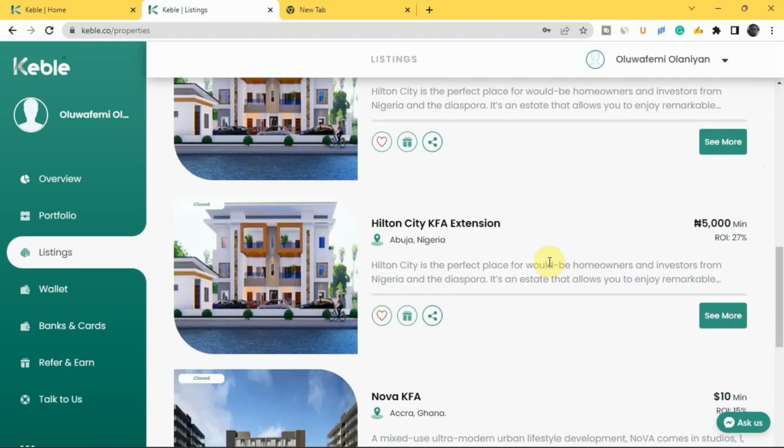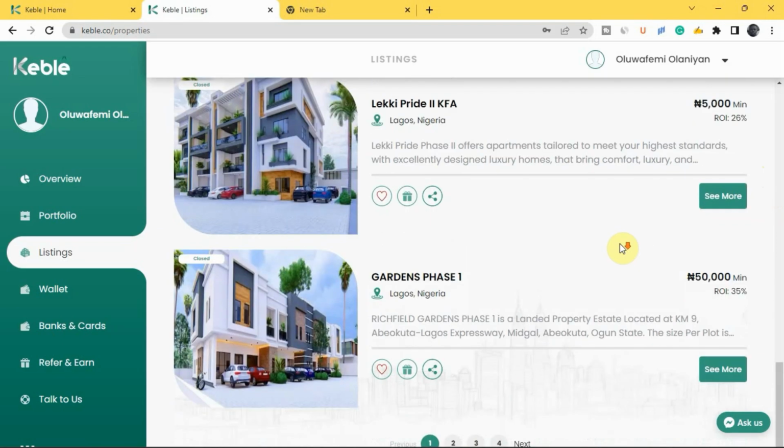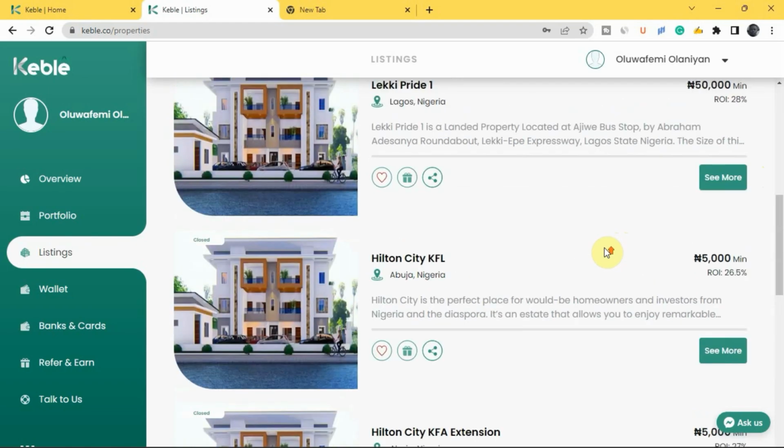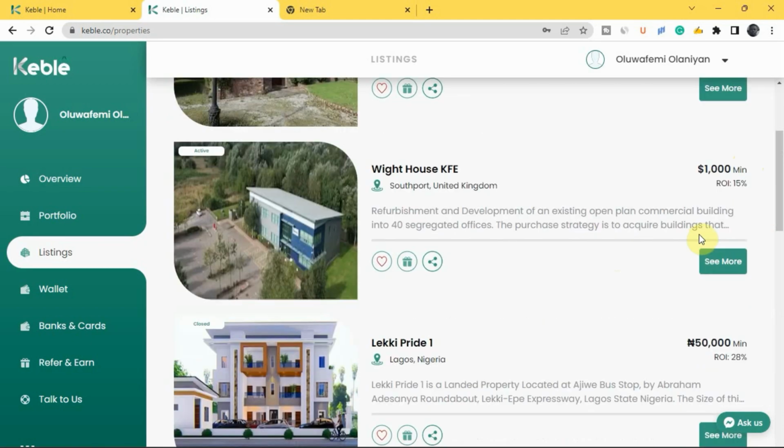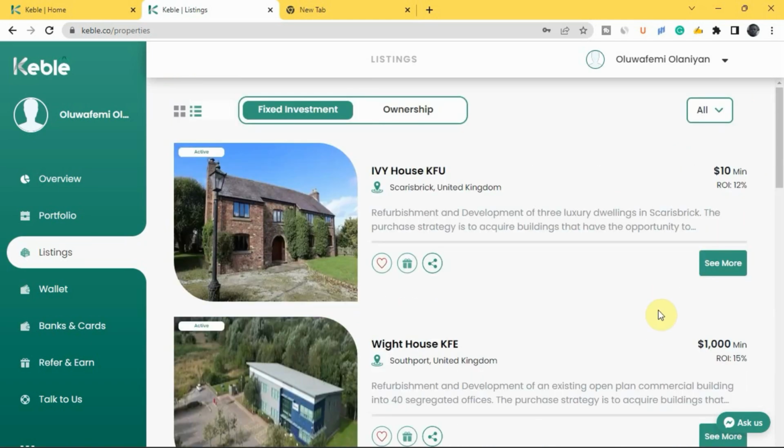So you'll be seeing the minimum investment for the other properties on the platform. So every property has its own minimum investment. So you go for the one you are able to afford. So if you have like $10 you want to invest, you can invest in this first one. If you can invest as high as $1,000, you can invest in the second property right here. So that's the second important thing you need to know before you start investing on the platform.